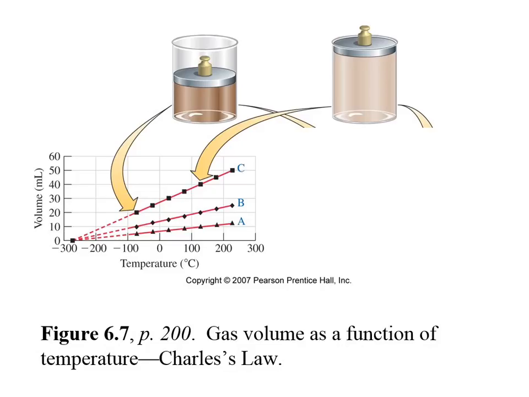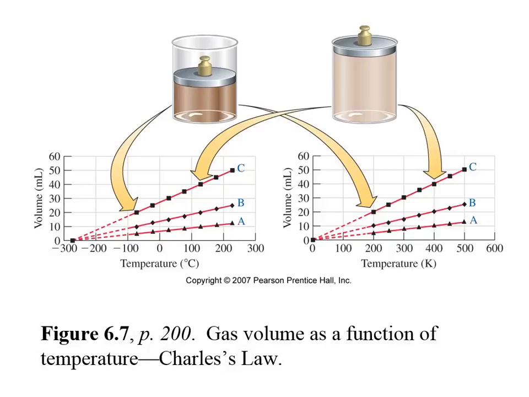Now, there's something wrong with this plot. The thing that's wrong is the temperature scale. The only difference between these two graphs is the temperature scale. Instead of Celsius, which is a wonderful metric temperature scale, in order to make sense out of gases, we really do need to switch gears, and our temperature scale needs to be in units of Kelvin. And this actually is one of the reasons why.